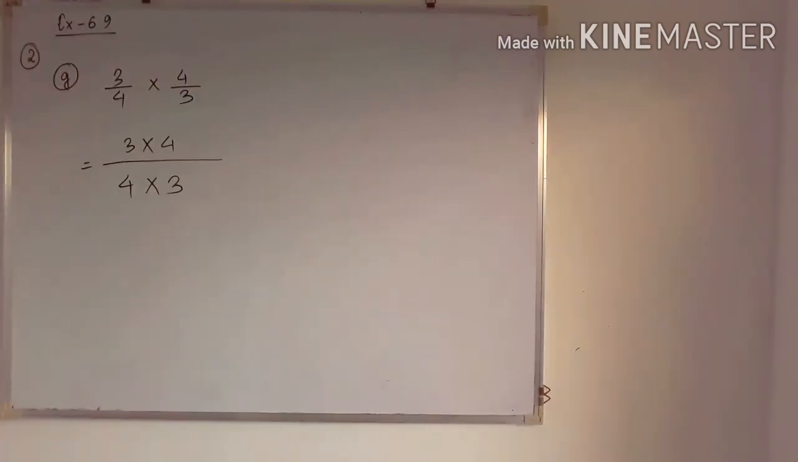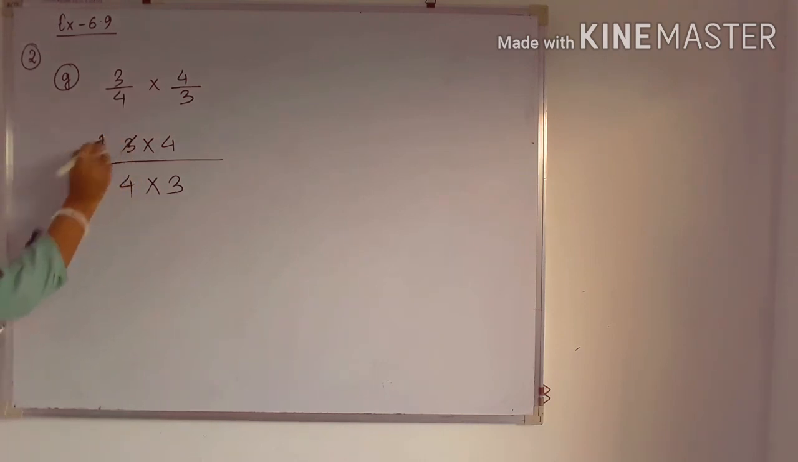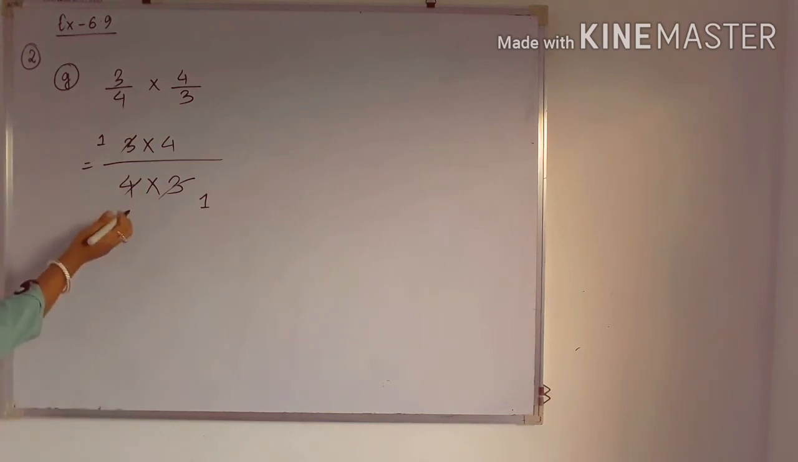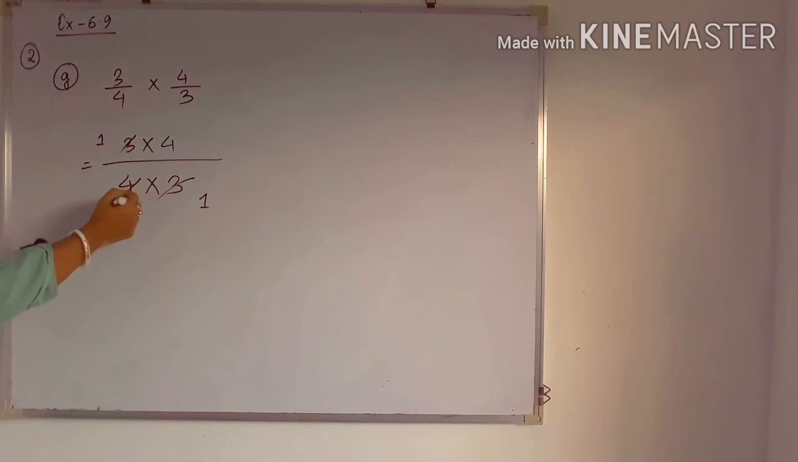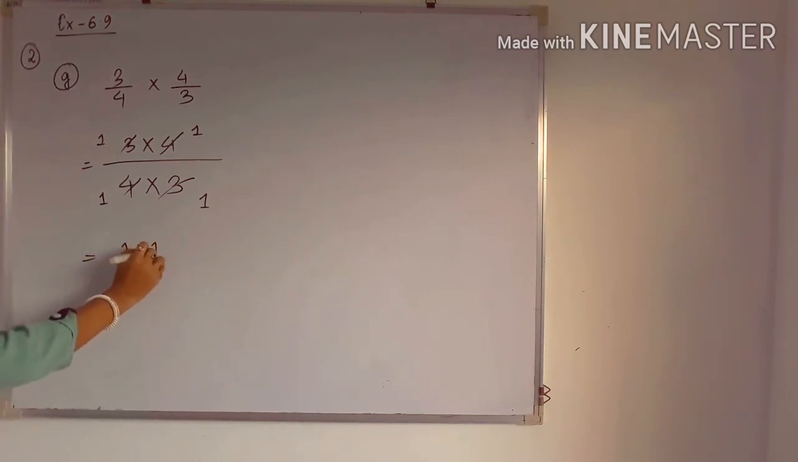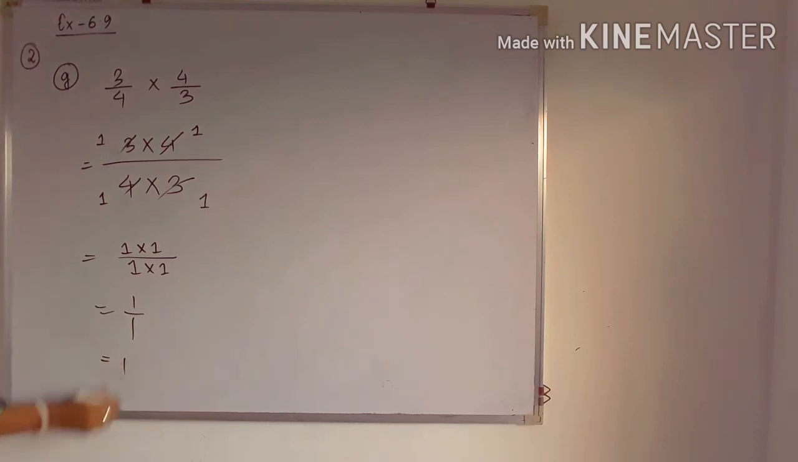Okay, see the next question, question number G. Here, 3 and 3 both come in the table of 3, and 4 also. So how to cancel? 3 ones are 3, again 1s are. We are using the multiplication table of 4. So 4 ones are, again here 4 ones are. So 1 into 1 by 1 into 1. The final answer will be 1 by 1. We can also write finally 1. So 1 is the answer.